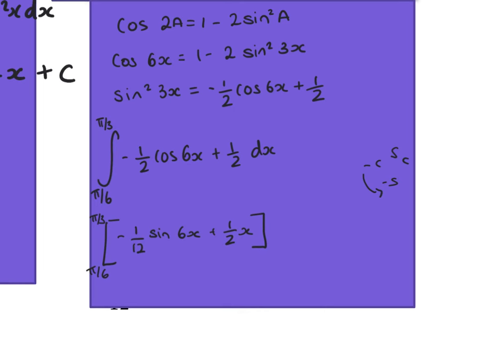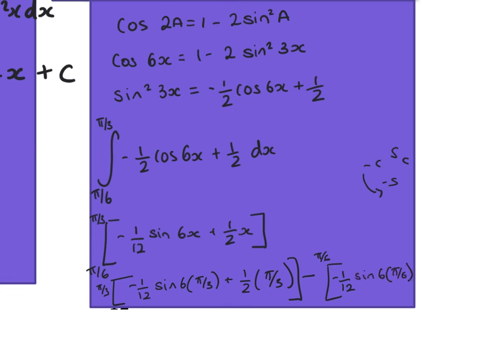So we're now going to substitute in pi over 3 and then we'll subtract the substitution of pi over 6. So we're going to have minus 1 over 12 sine of 6 lots of pi over 3 plus a half lots of pi over 3. We're going to minus the substitution when we substitute in pi over 6. So we're going to get minus 1 over 12, lots of sine of 6 lots of pi over 6, plus a half lots of pi over 6.